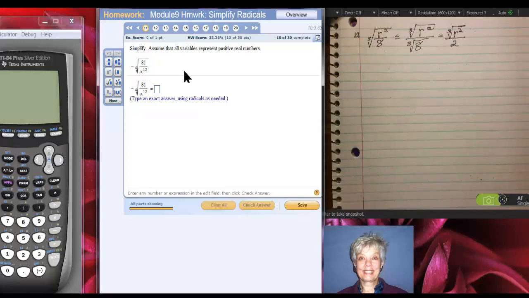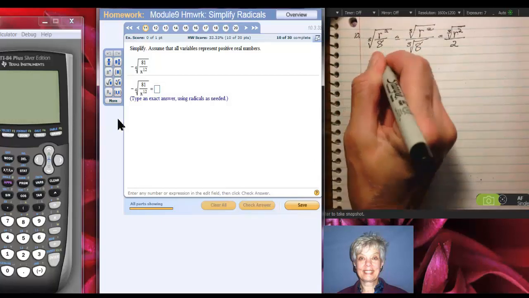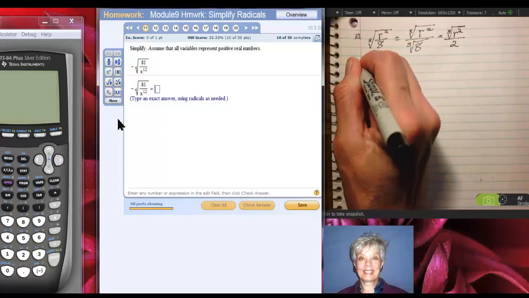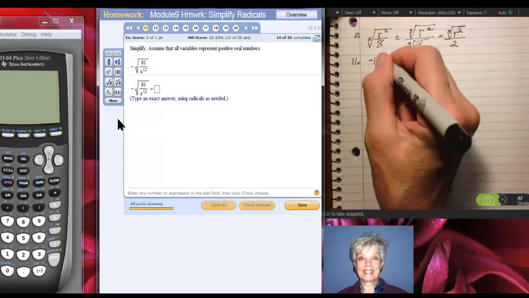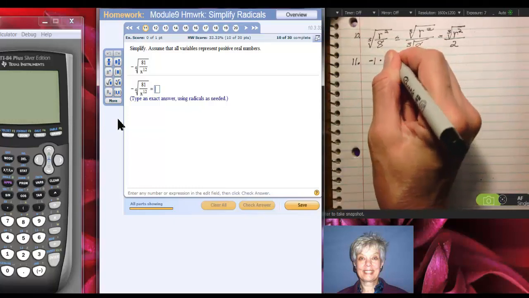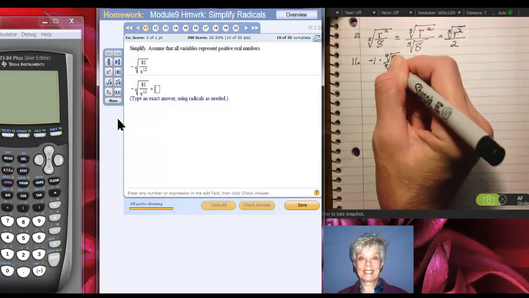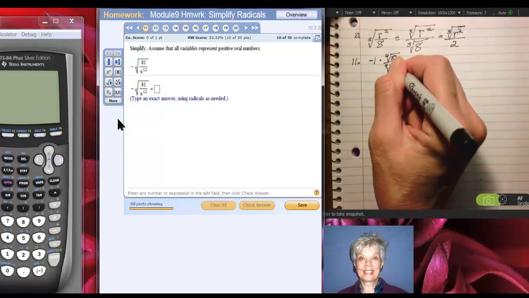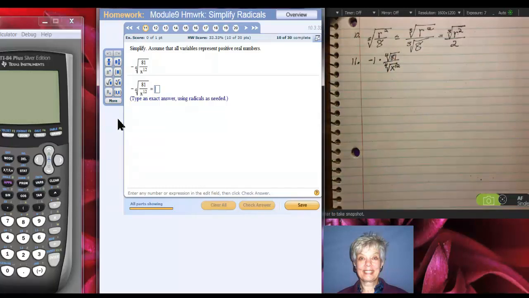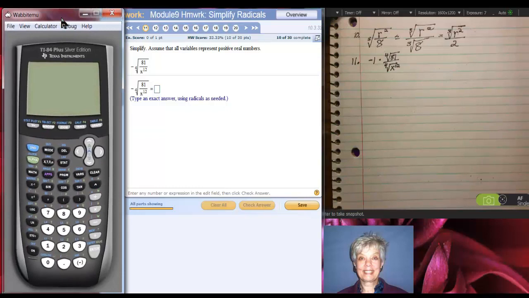Now the negative sign out front is a negative 1. So what we're going to do is look at negative 1 times, so here's problem number 11, negative 1 times the fourth root of 81 over the fourth root of x to the 12th. We're going to treat these differently because 81 is a perfect fourth root. 81 equals 3 times 3 times 3 times 3. So let's practice finding fourth roots in the calculator.